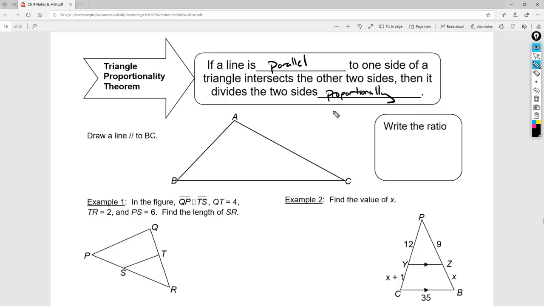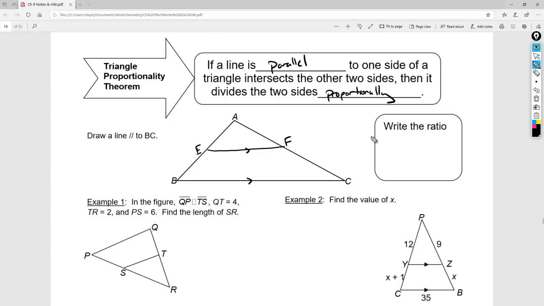Which makes sense because if we have triangle ABC, and we draw a line that is parallel to BC, but it doesn't matter what side you make it parallel to. Now let's call this EF. Because these two lines are parallel, the distance between these two lines will remain constant, right? So I know that my distances A to E, A to F, A to B, A to C, E to B, F to C, those will all remain in proportion.